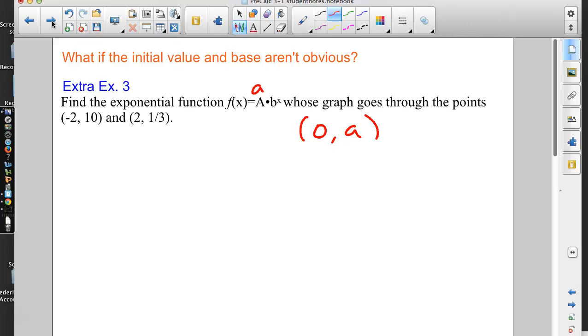So I look at this and I think, well, if I put these in for x and y, it would look like this. Ten equals a times b to the negative 2. And if I put in 2 and 1/3 into the other one, it'll be 1/3 equals a times b squared. I have 2 equations and I have 2 unknowns. So I need to use these together to find out my a and b.